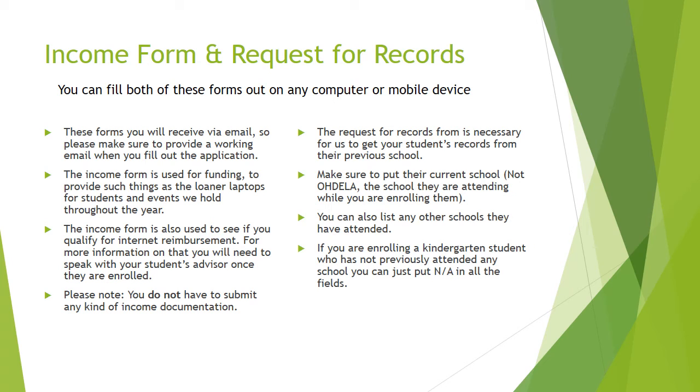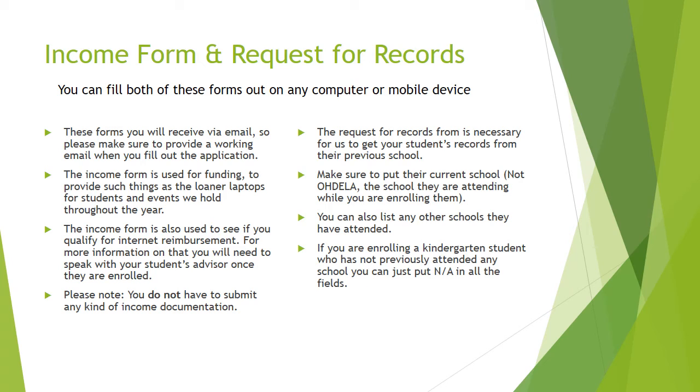The income form and request for records. Both of these will be filled out either on a computer or mobile device. The income form is a form that we use for funding to provide such things as the laptops for the students to use or events that we hold throughout the year. The income form is also used to see if you qualify for our internet reimbursement, which is based on financial need. So for more information about the internet reimbursement program, we recommend that you speak with your student's advisor once they are enrolled. Please note, though, you do not have to submit any kind of an income documentation. You just fill out the form.